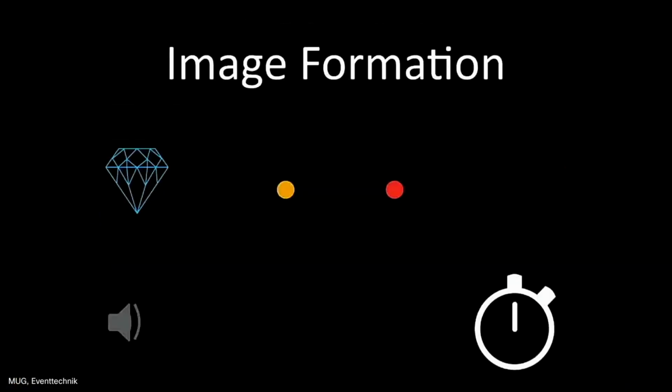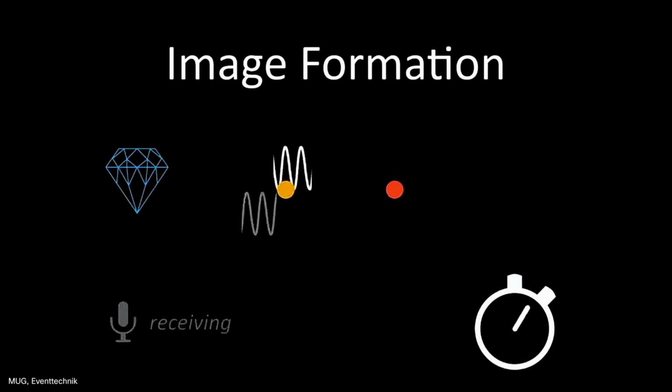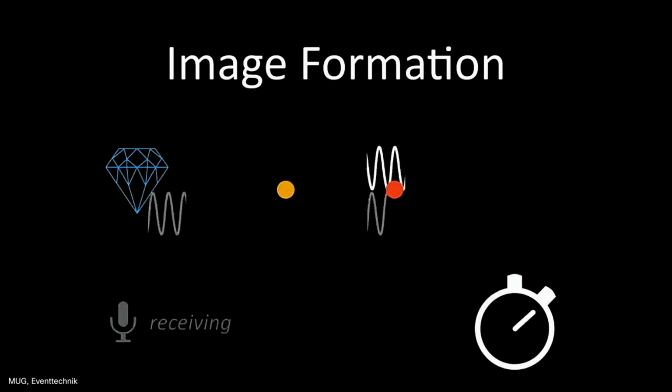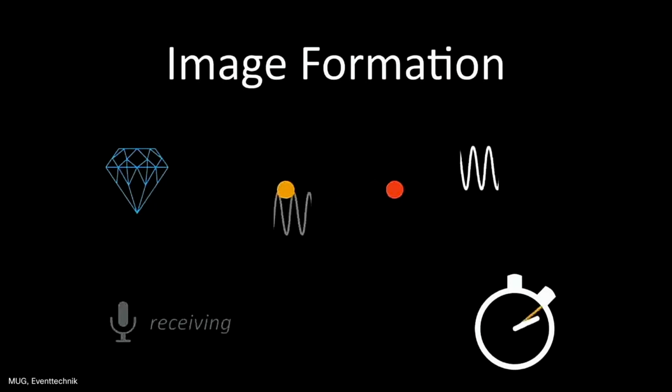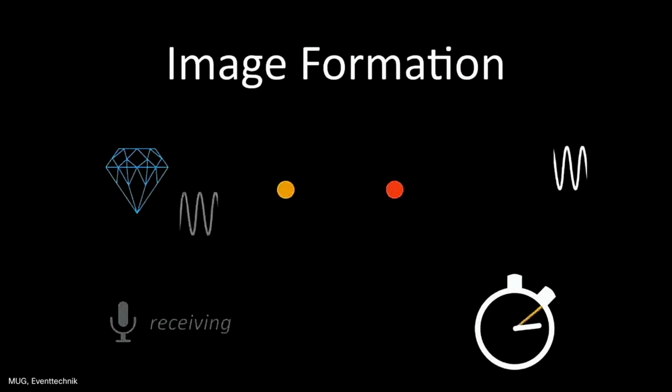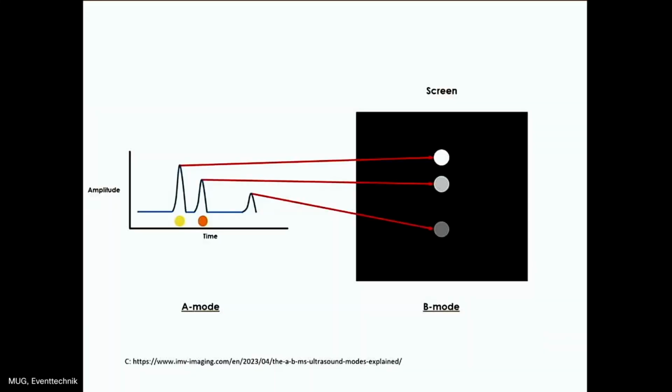So again, you have the piezo crystal emitting a sound wave, and you have two impedance steps in this image, the yellow and the orange point. And they send back a reflection, and while that happens, the machine is measuring the time. By the time measured, it can calculate where in the image the reflection comes from. And it can also measure the intensity of the reflection, which is shown here in the form of an amplitude.